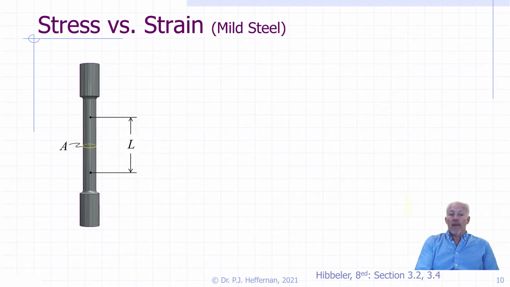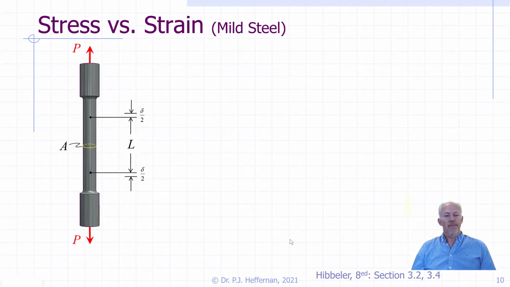So the sample is placed in the apparatus and the load is applied slowly. The machine is able to tell us what load is being applied, and we can measure the elongation over the gauge length. The gauge length is shown as L on the diagram. When we start to apply the load, it will elongate a distance delta.